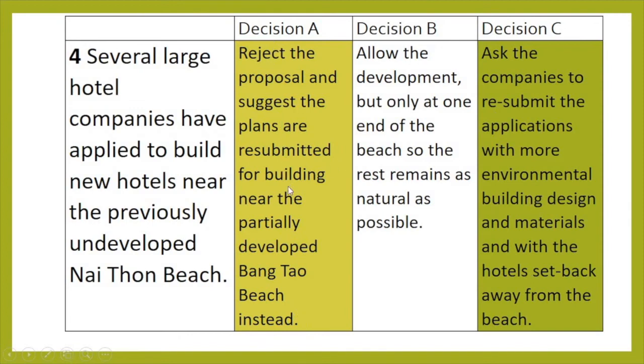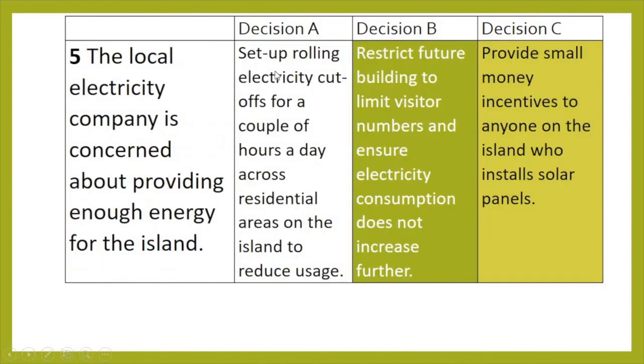Reject the proposal and suggest plans are resubmitted for building near partially developed Pangdal Beach. Ask the companies to resubmit the application with more environmental building design and materials, set back from the beach. So C would still cause destruction of the beach at Naitong Beach, which is undeveloped at the moment. This one still allows a hotel to be built, but over where the development is already happening anyway. So you still get a hotel, no habitats destroyed on Naitong Beach. So 0, 5, 10.